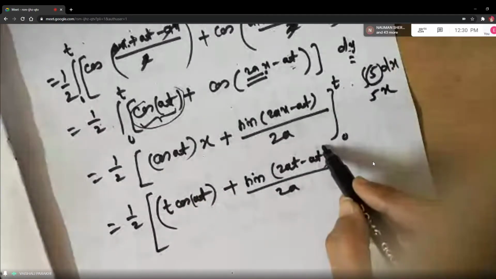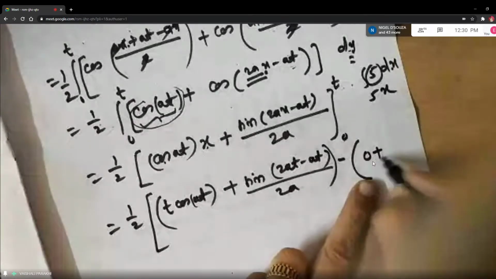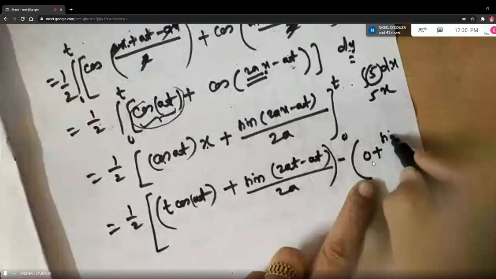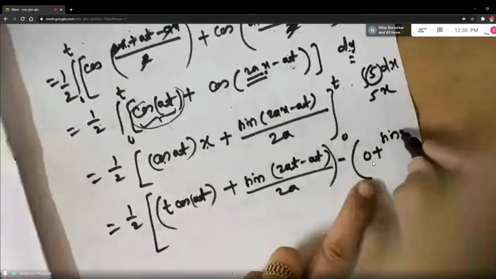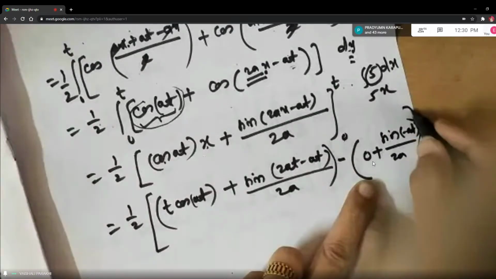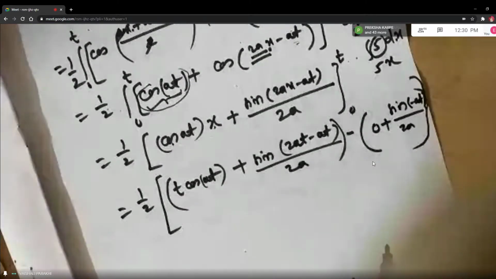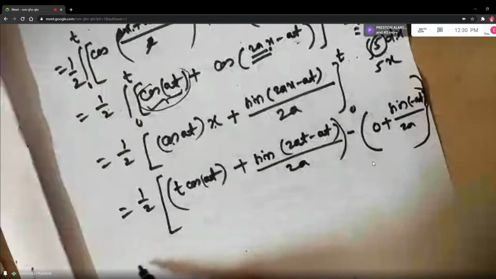Then put the bracket here, minus, the lower limit is 0. 0 into anything is 0. Plus sine of, 0 into anything is 0, sine of minus 80 divided by 2a. So nothing I did, students, other than putting upper and lower limits in the function. Okay. So see what we get now.